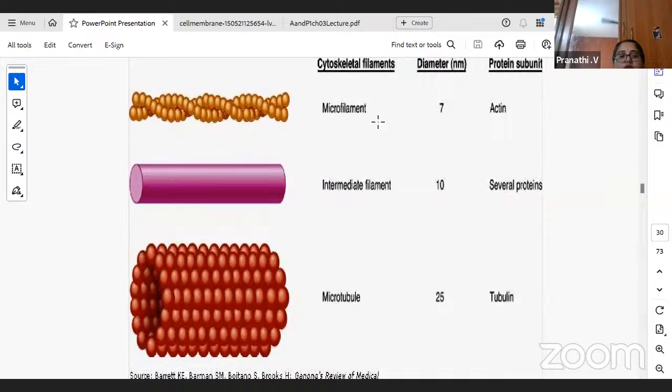So you have the microfilaments that are present. You have actin, tubulin, and myosin, and then you have the intermediate filaments. Based on the diameter and the filaments present, you have different names. It has actin over here, and you have the tubulin. That is why it is a microtubule, and it is hollow, and the diameter is around 25 nanometers. So microtubules are big.